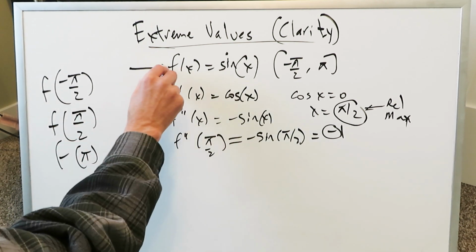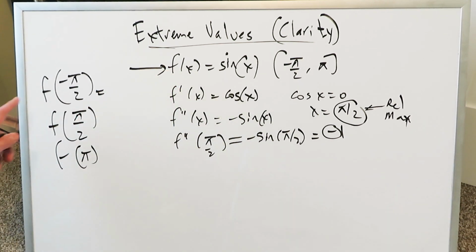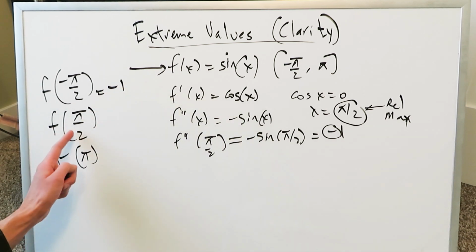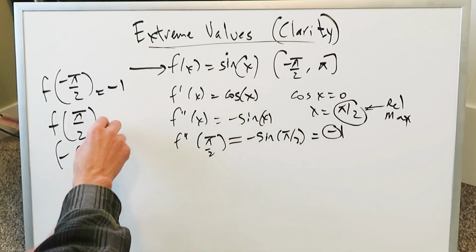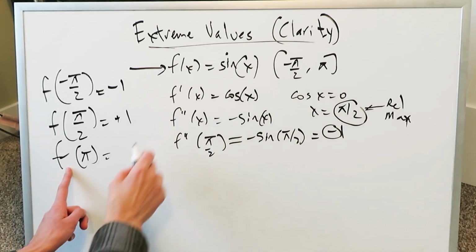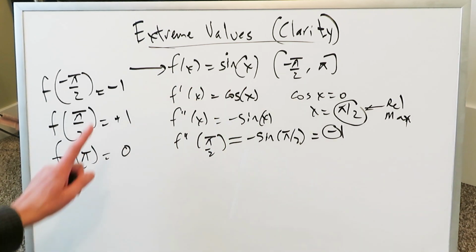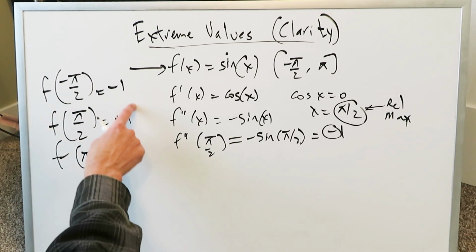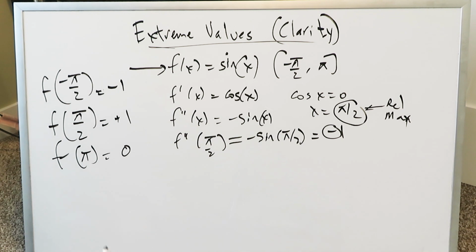What is our original function right here? When you do minus pi over 2 and you take the sine of it, you get a minus 1. When you do pi over 2 and you take the sine of that, you get a positive 1. When you do pi and the sine of that, you get a 0. From the appearance of what we're seeing here, we have an absolute maximum and an absolute minimum.